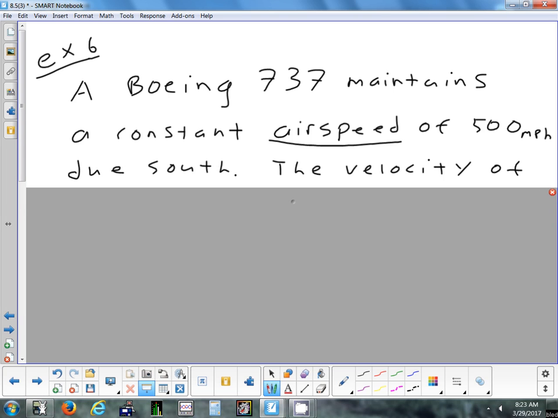Can anybody explain the difference between those two speeds, airspeed and ground speed? Because they're very rarely the same for an airplane. Almost never. Yeah? Is ground speed like the speed of the plane taking into account the wind resistance? Okay, yeah, it's basically taking into account the wind.